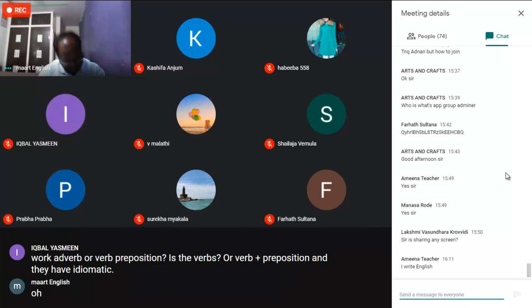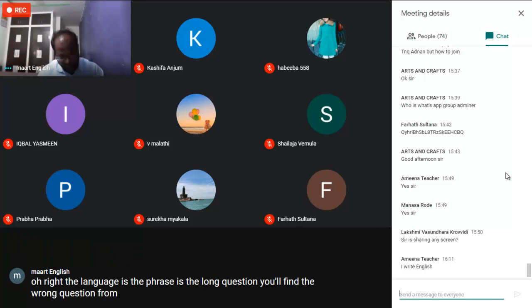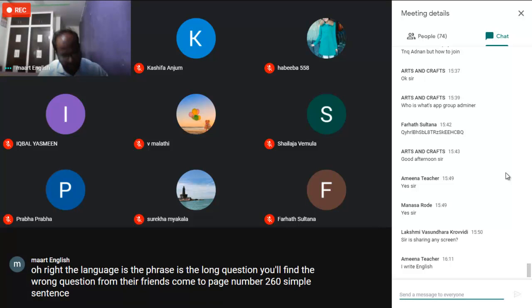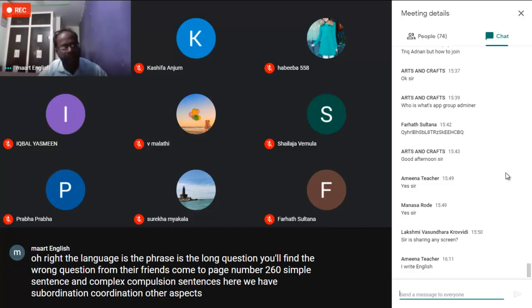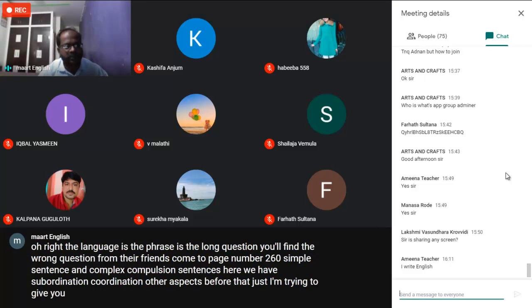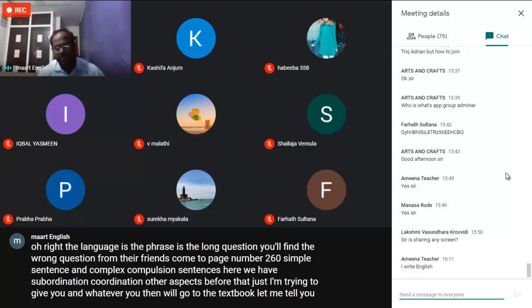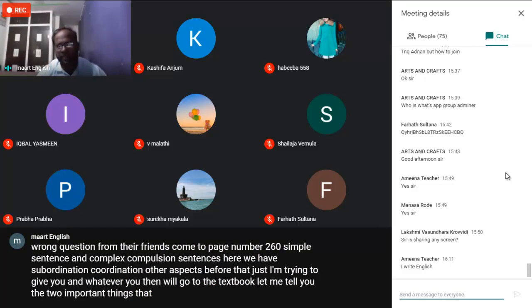Right. Verb phrase is the long question. You'll find the long question from verb phrase. Come to page number 260: simple sentence and complex and compound sentences. Here we have subordination, coordination, and other aspects. Before that, I'm trying to give you an overview, then we go to the textbook. Let me tell you the two important things which I have already given you.